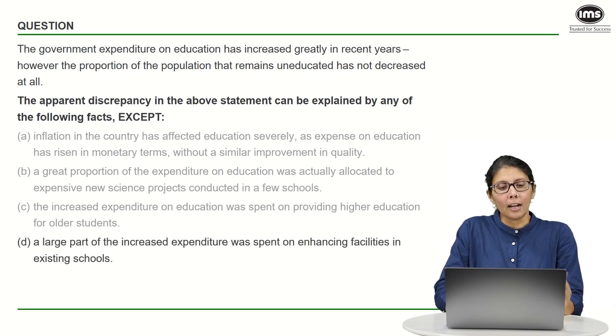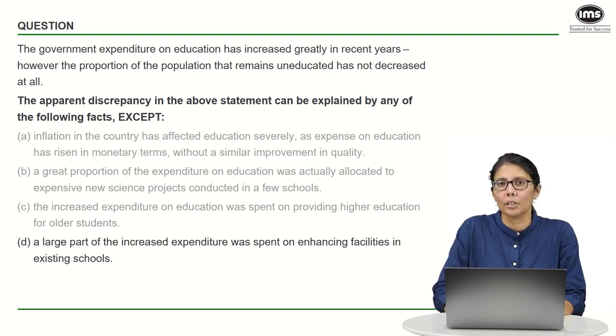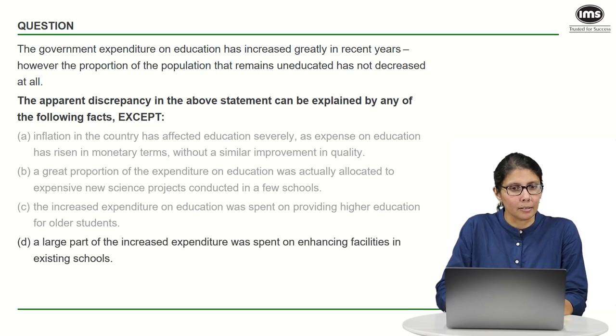D says a large part of the expenditure was spent on enhancing facilities in existing schools. Now this is something we should think about. If the facilities in existing schools are enhanced, maybe it would allow the schools to reach out to more people or more students. D should cause some doubt in your mind, so we should retain D.